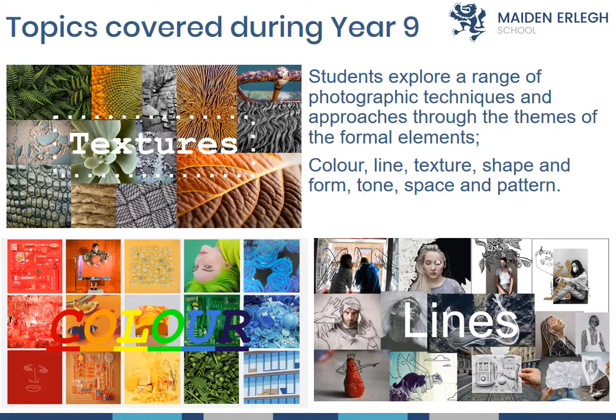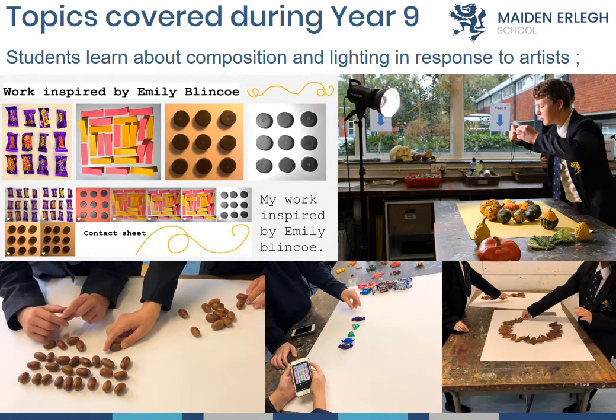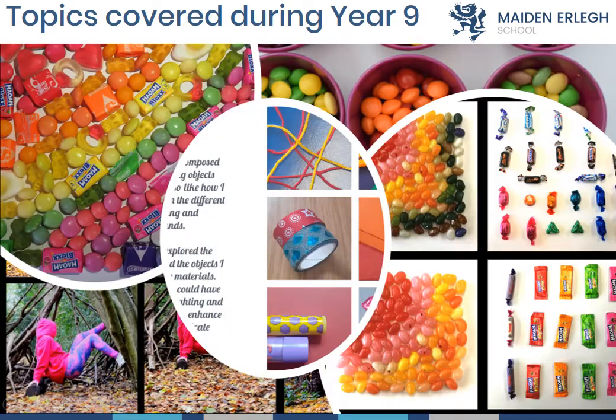So topics covered during Year 9, students have created some really exciting work looking at the formal elements. Artists that they research are then explored through the students' own photography. So setting up compositions, using lighting to really make sure that they've got a balanced exposure on the image. These are examples of the colour project that students embarked on, and they really engaged well with creating these fantastic compositions.